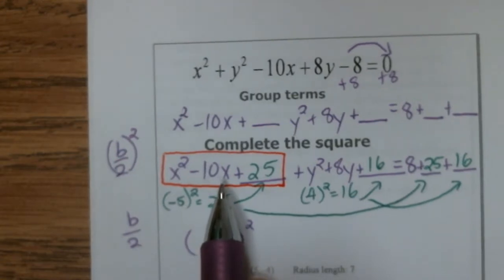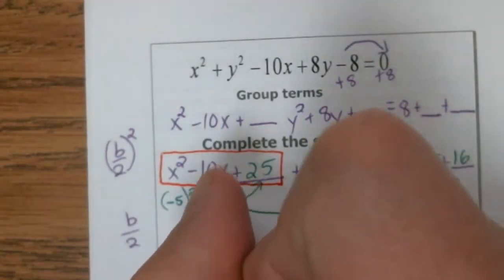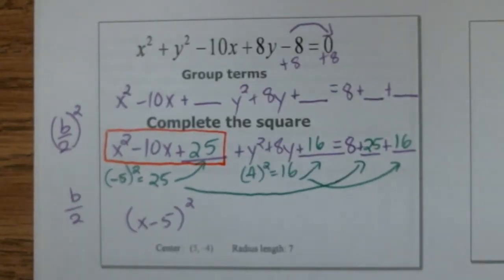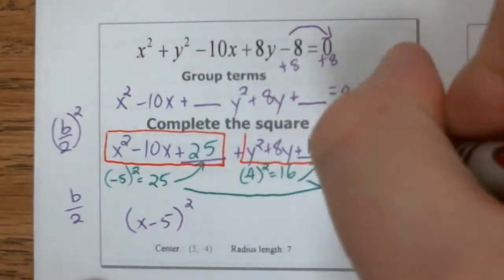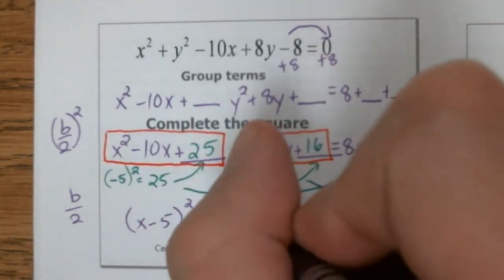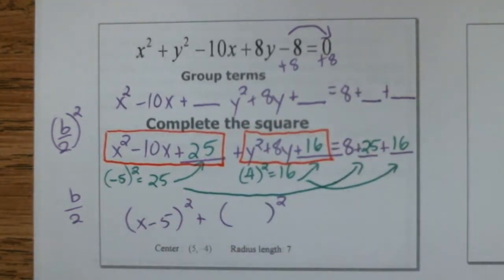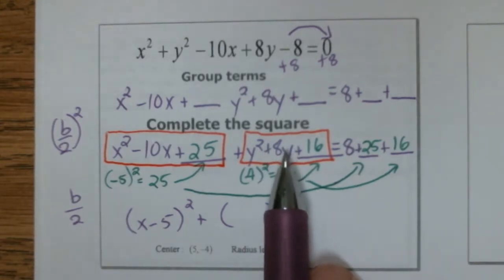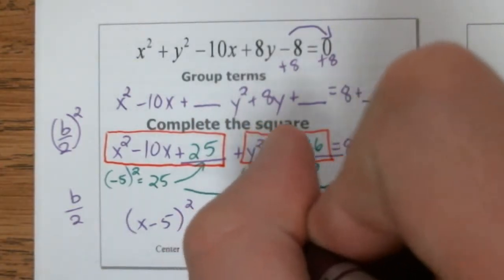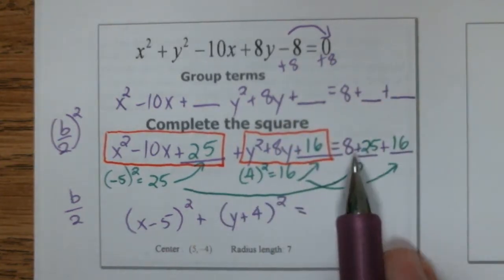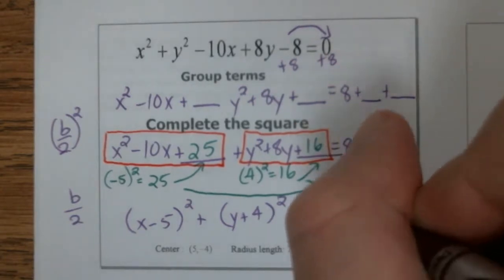So half of negative 10 is negative 5, so I'm going to have an x minus 5 in this little piece. Okay, same thing over here. Now I have a perfect square trinomial that I can factor. Okay, I got plus. Go ahead and put down your parentheses squared. And to figure out how the y's factor, it's just half of the middle term, half of b. Half of 8 is 4, so that's going to be a y plus 4. And then over here, I just combine my like terms. 8 plus 25 plus 16 becomes 49.